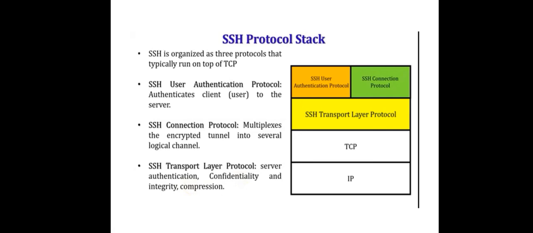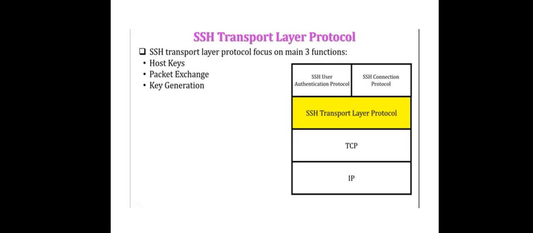The second protocol is the SSH Connection Protocol. It is responsible for splitting the encrypted tunnel into several logical channels. And the third protocol is the Transport Layer Protocol. It is responsible for server authentication, data confidentiality, data integrity, and data compression. In the SSH transport layer protocol, we have three main functions. First is host keys, second is packet exchange, and third is key generation.